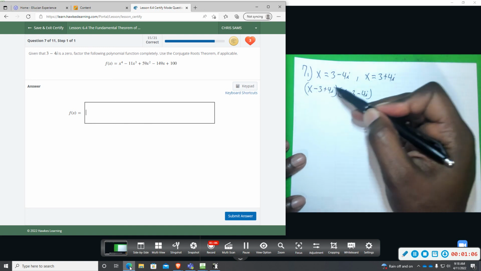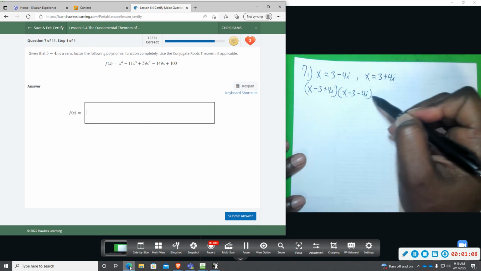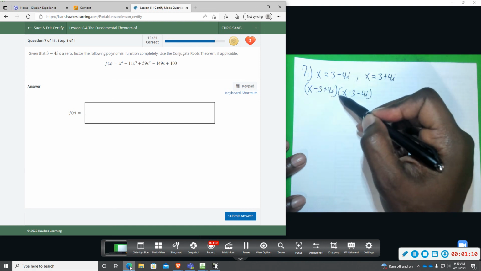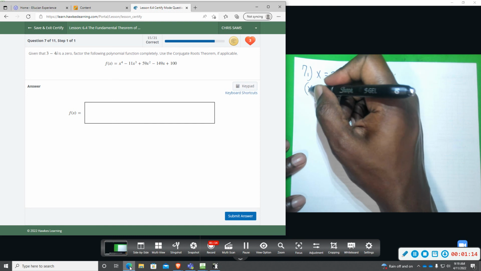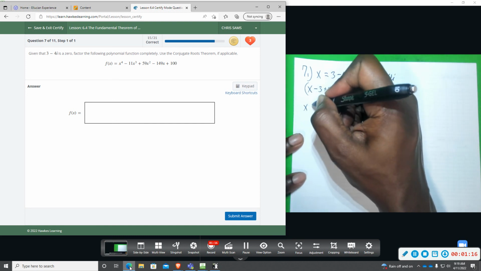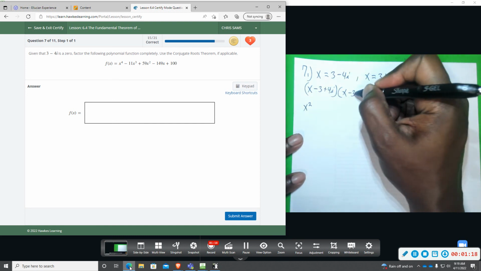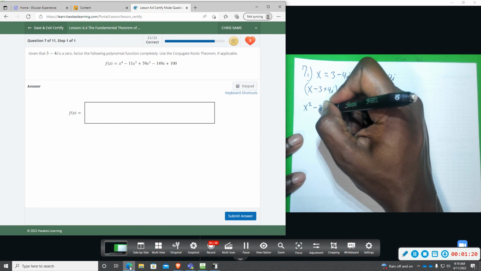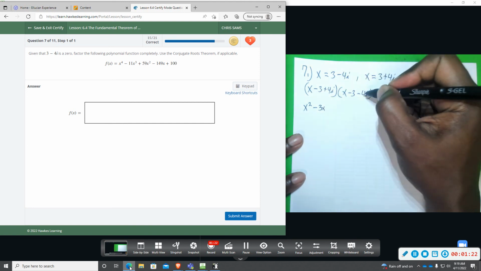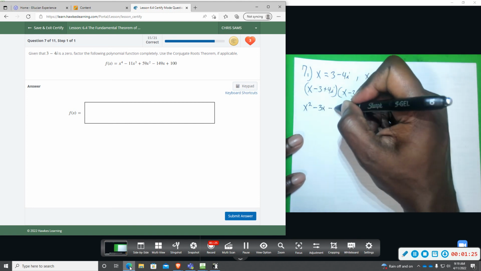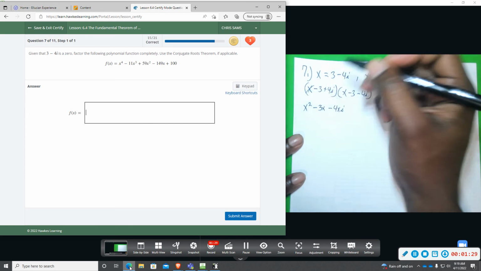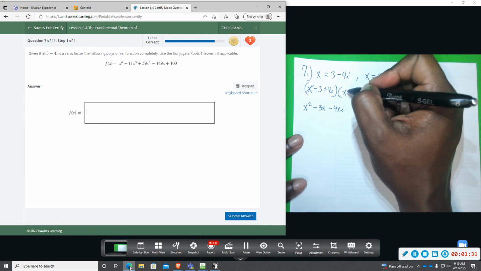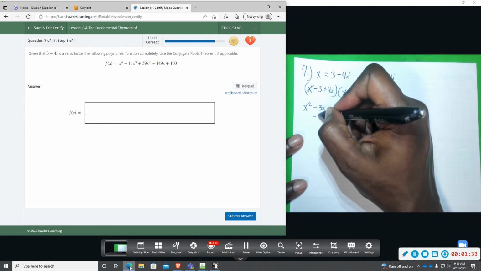We're going to get a quadratic, and then we're going to do long division. So I'm going to do x times each of these in the other parentheses. I'm going to do negative 3 times each of these, and then the positive 4i. X times x, we get x squared. X times negative 3, negative 3x. X times negative 4i, negative 4xi. All right, done with that one.